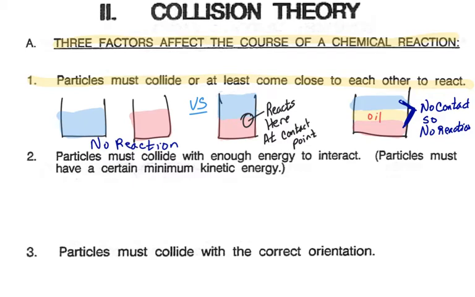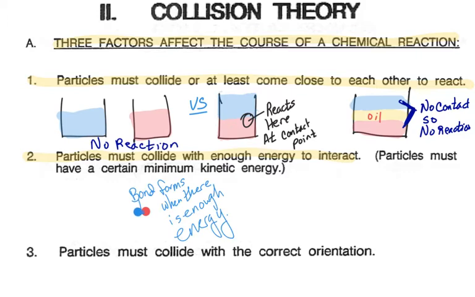The second factor that affects chemical reactions is that the particles must collide with enough energy to interact. These particles have a minimum kinetic energy. We call that the activation energy. It's how much energy they have to get in order to react with each other. So if they hit gently, there's no reaction. But if they bump into each other with enough force, there's an actual reaction.